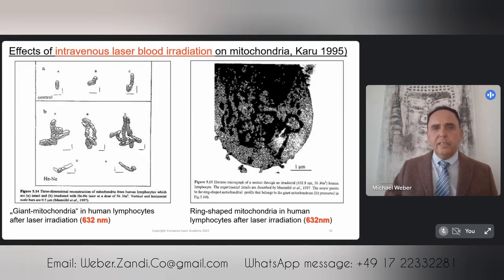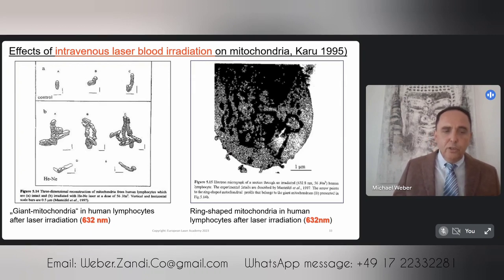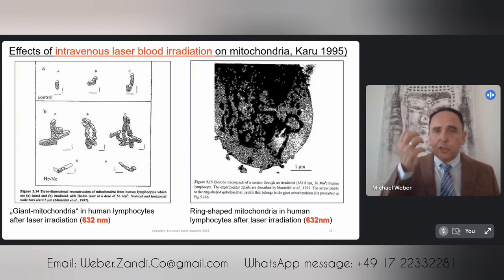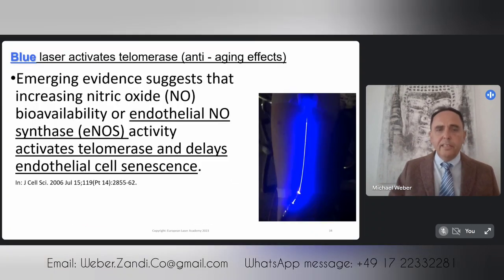We know from other studies that IV laser irradiation, so once again, visible red light, 650 here, 632 nanometers, can induce the building of giant mitochondria, powerful mitochondria. So there are many, many effects, even on the structure of the mitochondria by the laser irradiation. And we talk about regenerative medicine today.